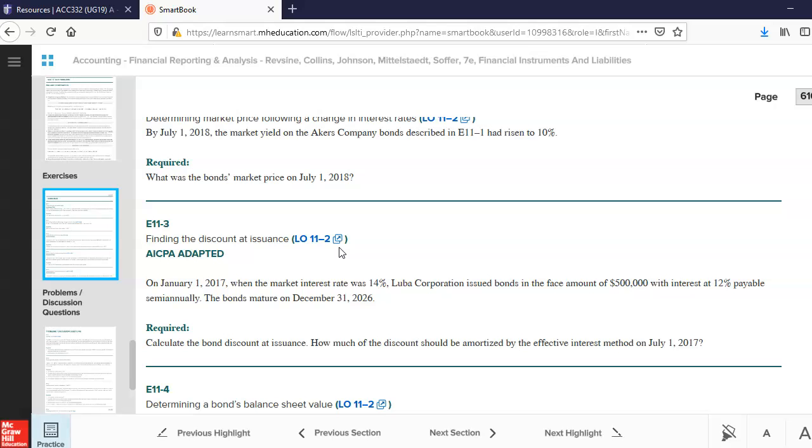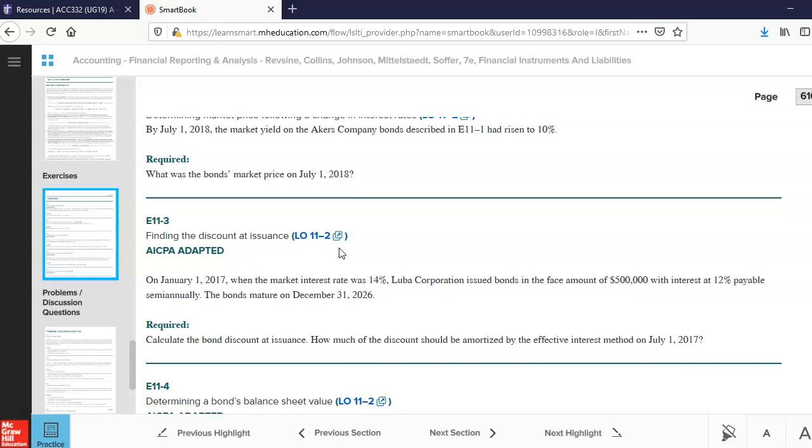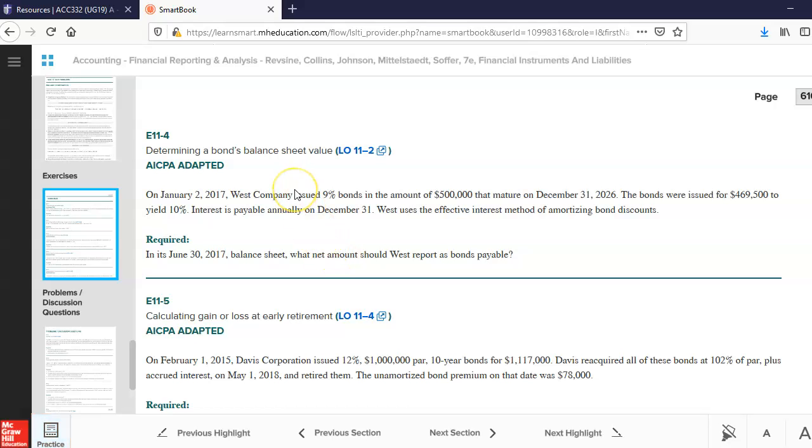Okay, so that was question 3. Let's take a look at question number 4, determining a bond's balance sheet value. It says here on January 2 of 17, West Company had 9% bonds in the amount of $500,000 maturing December 31, 2026. Bonds were issued for $469,500 to yield 10%. Bond interest is payable annually in this example, once per year. On December 31, West uses the effective interest method for amortizing the discount. On its June 30, 2017 balance sheet, what net amount should West report as bonds payable?